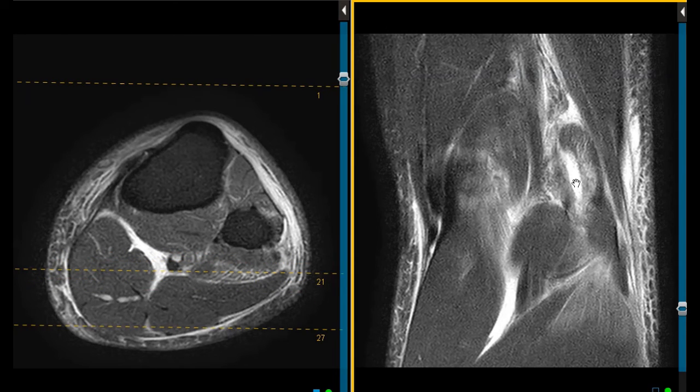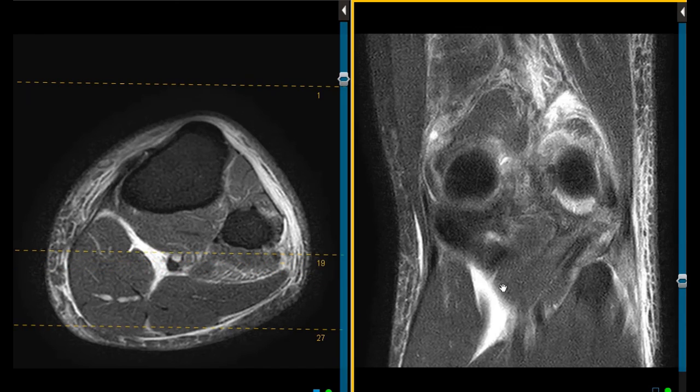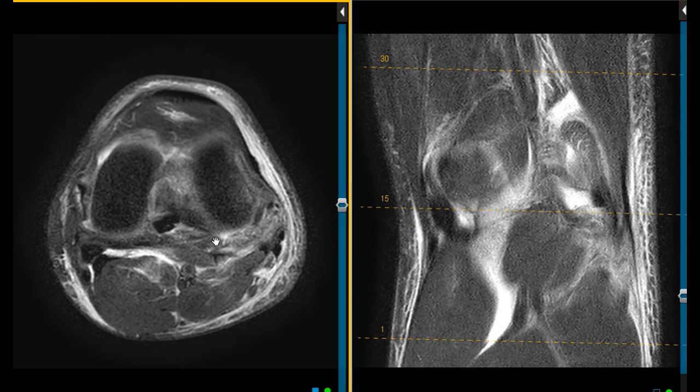Not 100%, but again, with this finding up here, both these muscles torn, and poor visualization of the plantaris, and this edema or hemorrhage here, I'm pretty confident this is a ruptured plantaris. And that's another finding with ACL tears.